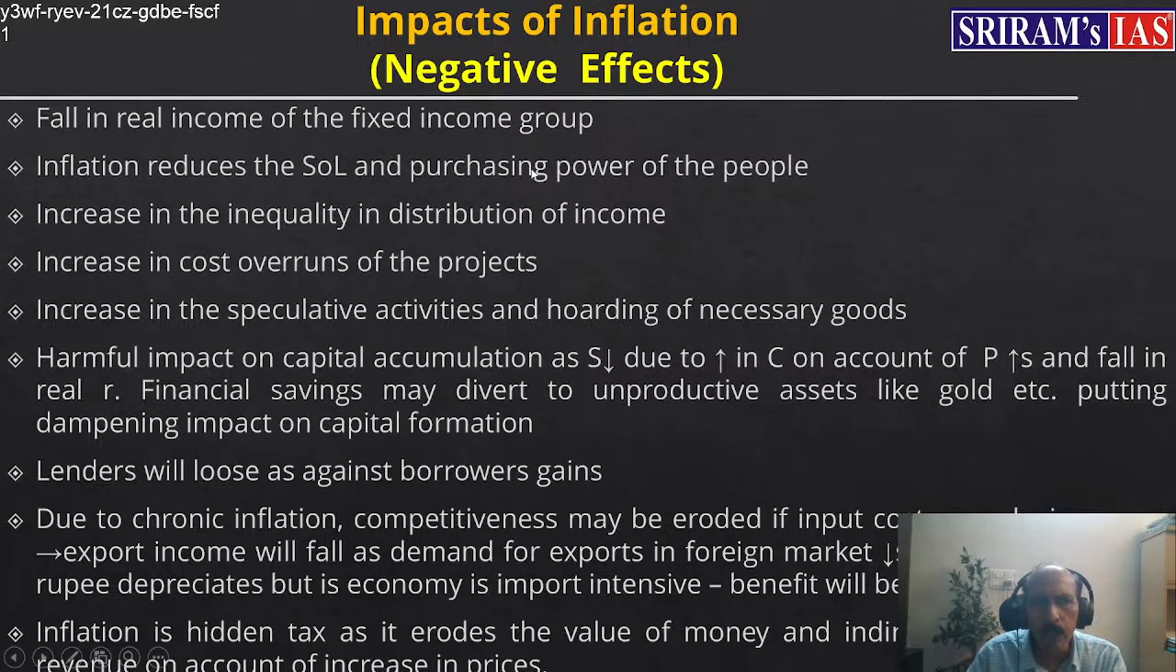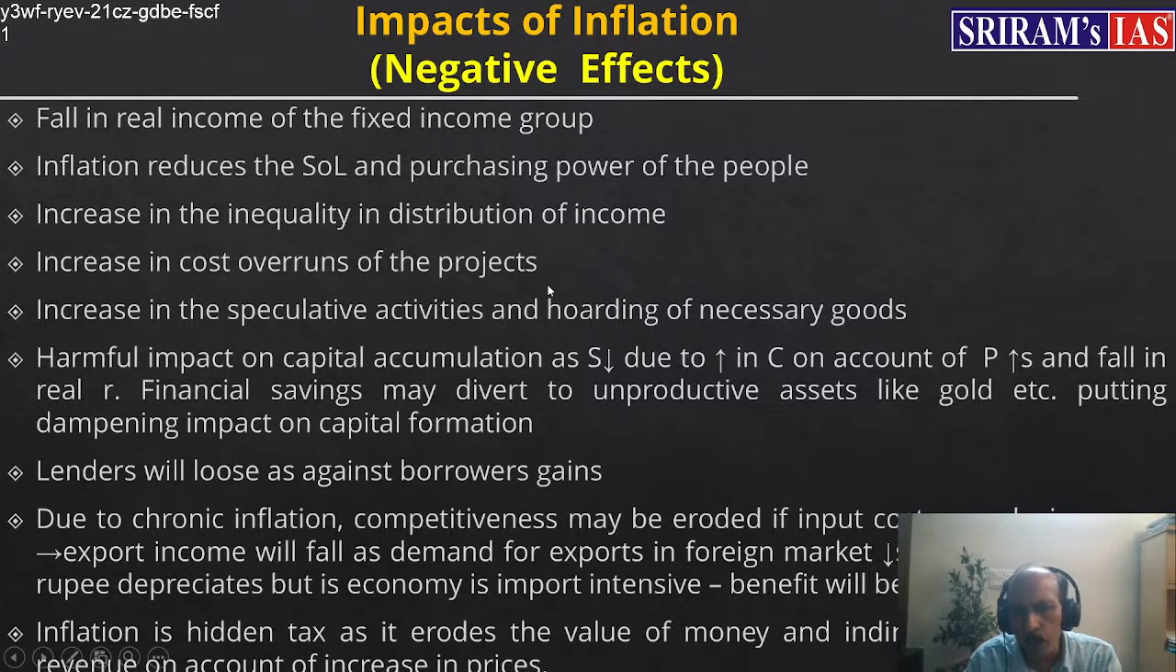As I said, the negative impact is a fall in real income; the fixed income group is the worst sufferer. It reduces the purchasing power. It reduces the standard of living. It may increase the inequality of distribution of income. As I said, if prices continue to rise, normally income distribution favors the profiteer class. It turns in favor of the profiteer class and against the fixed income group, and therefore the income distribution becomes unequal.